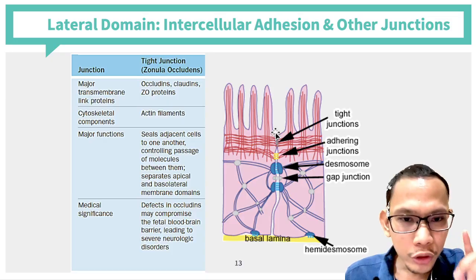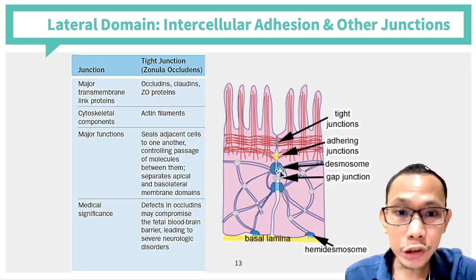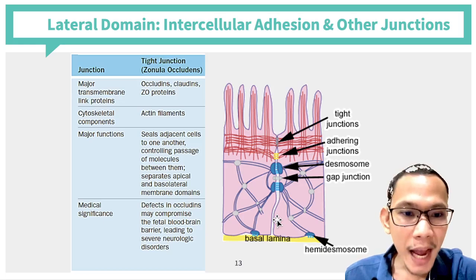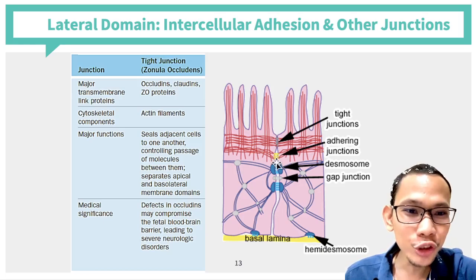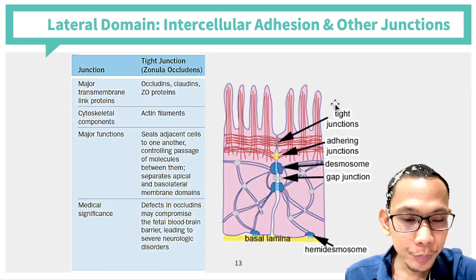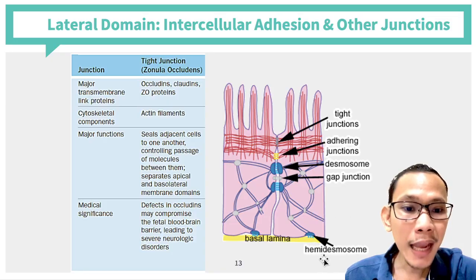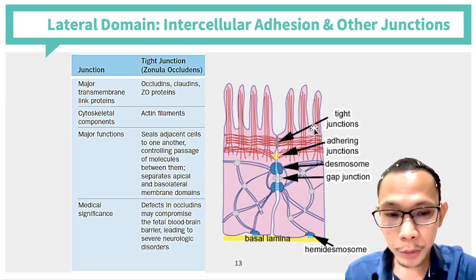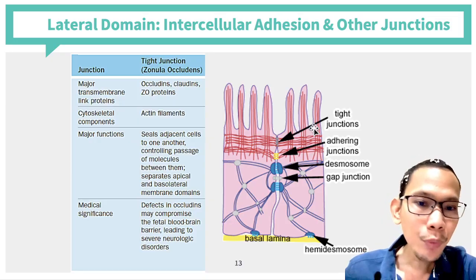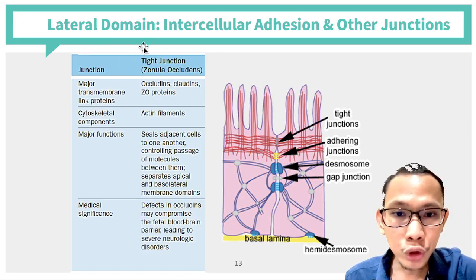Now, we will just focus first on your lateral domain. Again, in the lateral domain, you can find your intercellular adhesions, or junctions. First, we have your tight junction. Just remember this part here, tight junction. We have your adherens junctions, we have your desmosomes, we have your gap junctions, and we have your hemidesmosomes. We will be discussing these different adhesions and junctions one by one. We will see what the function of these different junctions is. So first, we will be talking about your tight junction.